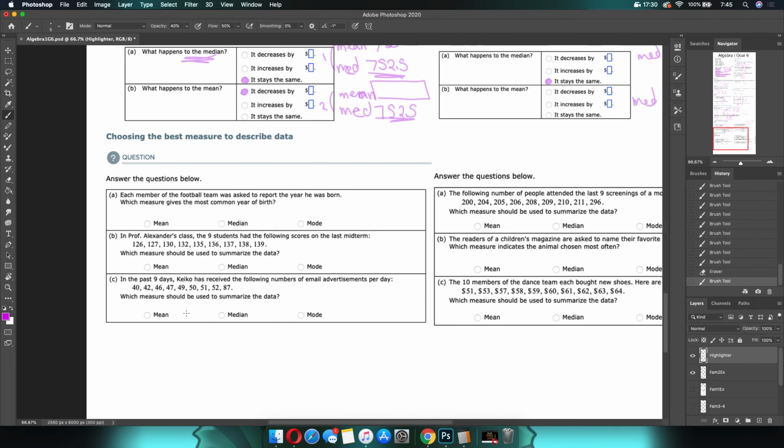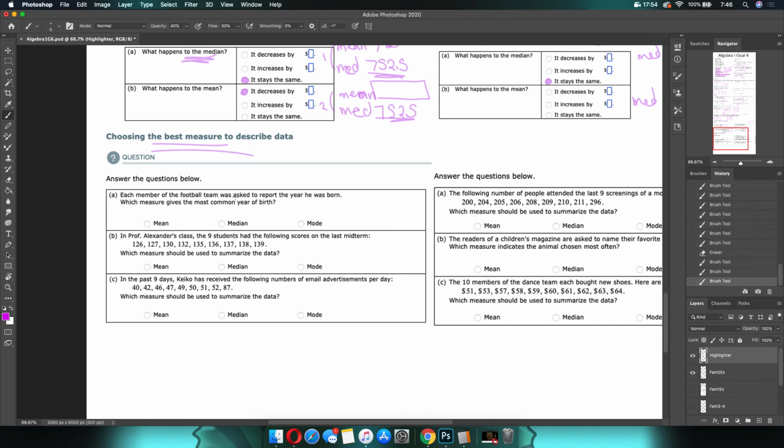Choosing the best measure to describe data. Experience tells me that this tends to be an annoying one for some students. It's hard to sort of explain it per se. This is one of those where reading, interpreting, and sort of reverse engineering is kind of a thing. So let's literally do this live. I haven't read these yet, so let's look these up each time.